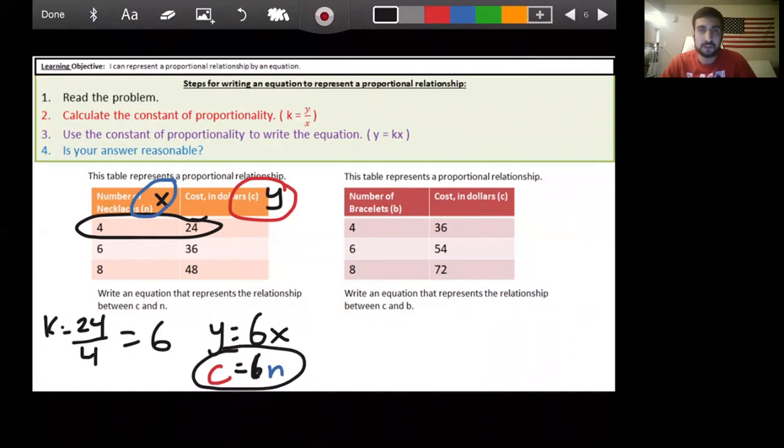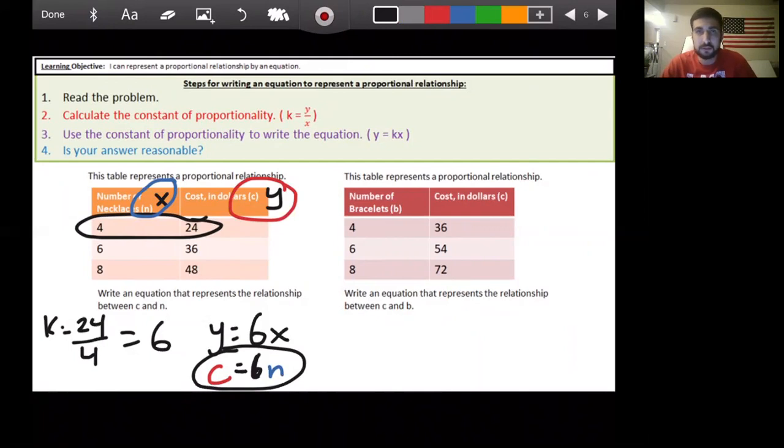So our big difference here is we're going to need to figure out what our independent and dependent variables are, because it's not telling us what our x and our y is. Once we have that, we need to recognize what the variables correspond with each other are. So we have c goes with y and n goes with x, and then we're going to finally substitute those at the end and get c is equal to 6n.